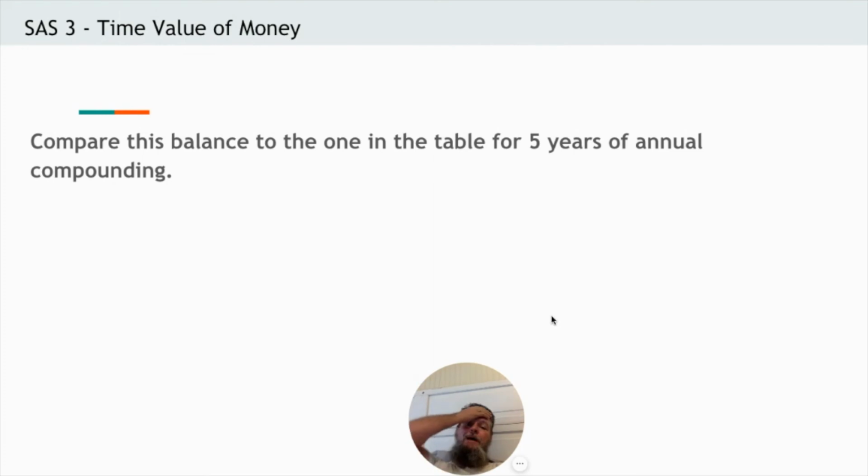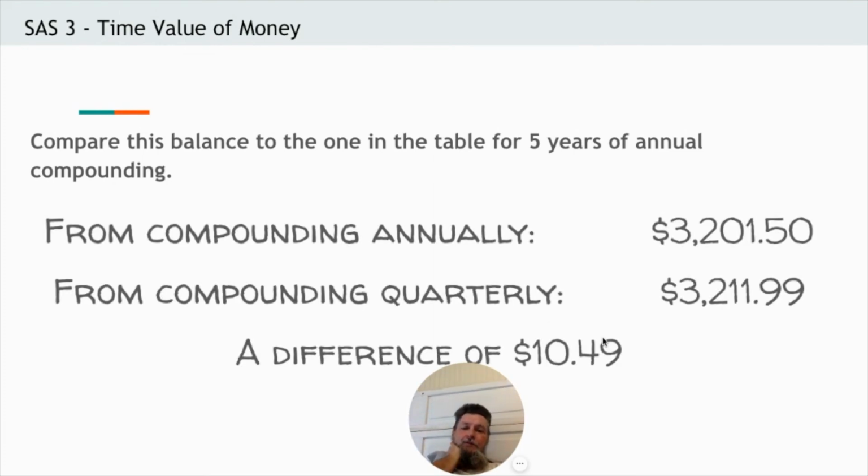Now compare this balance to the one in the table for 5 years of annual compounding. Compounding annually, only $3,201.50, but quarterly, $3,211.99 is a difference of $10.49. Now, simply because we put in an account that compounded a little more often, more frequently than once per year, instead 4 times per year, we made $10 in 5 years.